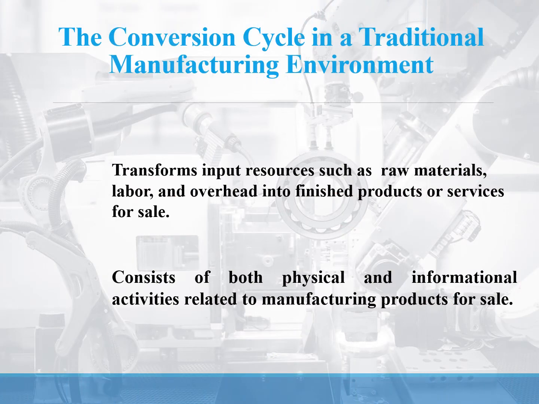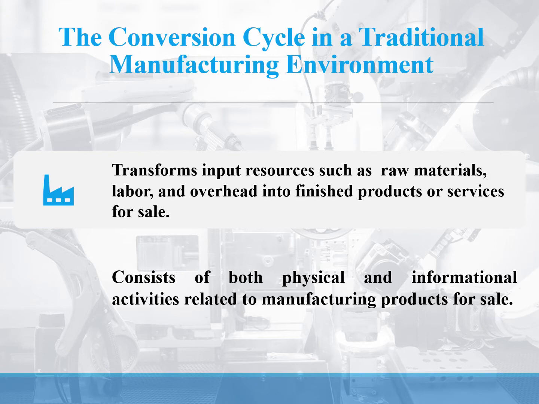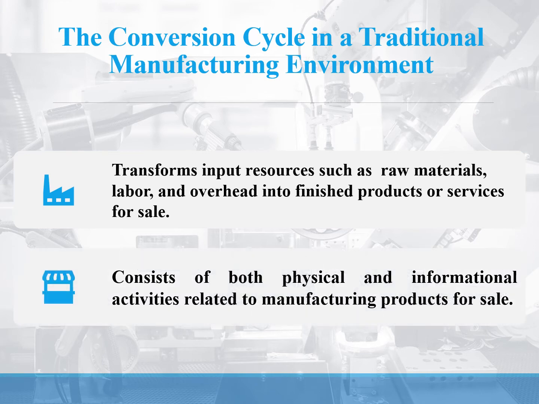Okay, the conversion cycle in a traditional manufacturing environment. First, we transform the input resources, such as raw materials, labor, and overhead, into finished product or finished goods or services, ready to sell to the customer. It consists of both physical and informational activities related to manufacturing a product for sale. So in this transformation or conversion process, the resources, raw materials, labor, and overhead activities are transformed into the finished goods, either product or services.